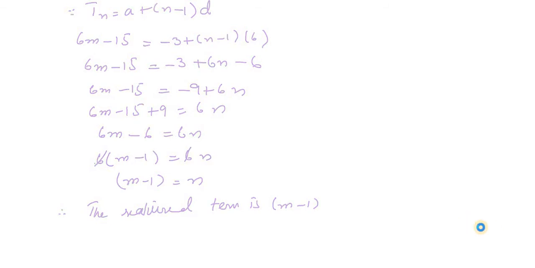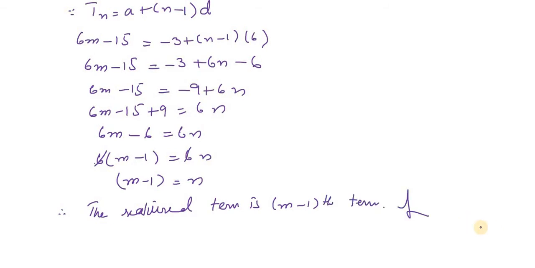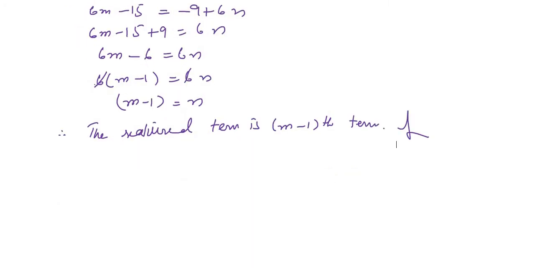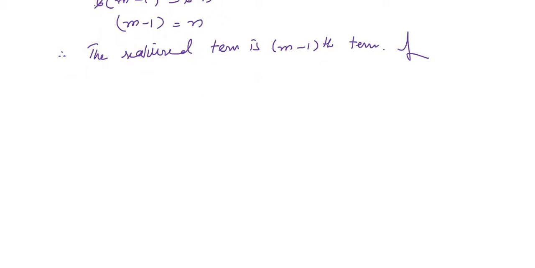In question number 7, the second, 31st and the last term of an arithmetic progression are 31 upon 4, 1 upon 2 and minus 13 upon 2 respectively. That means respectively means the second term is 31 upon 4 and the 31st term is 1 upon 2 and the last term is minus 13 upon 2. If we take the terms in the sequence, find the number of terms.